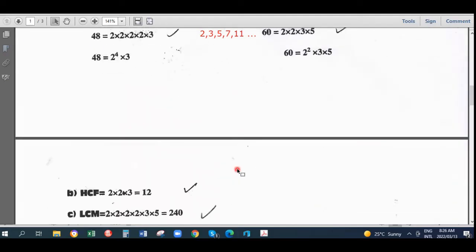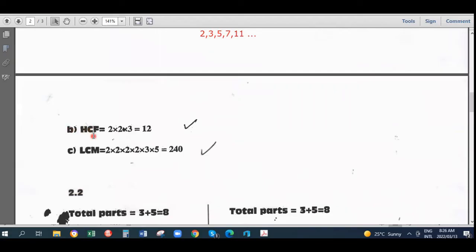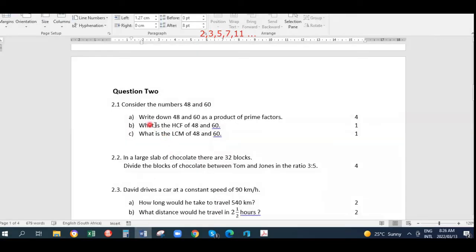Now the second question asks you to work out the HCF. When you're working out the HCF, here's your question again. What is the HCF, highest common factor, of 48 and 60? There is no need to work out prime factors again. You've done it here. This is one whole question. So in this sub question, we simply work out the HCF, the highest common factor.